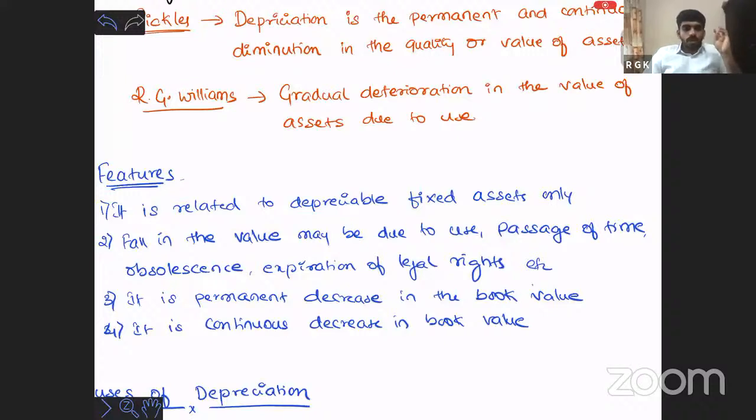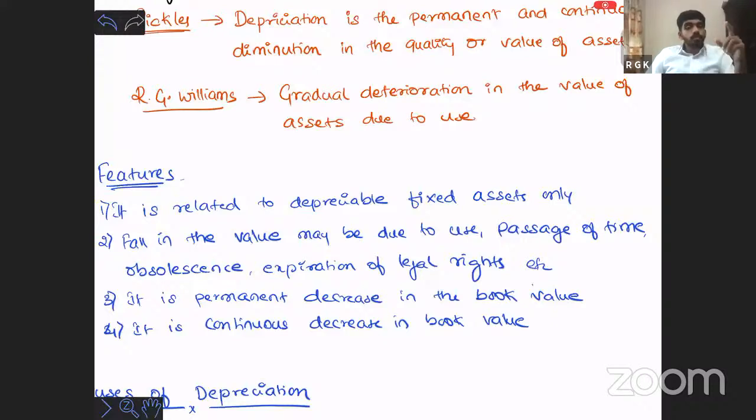Depreciation is related to depreciable fixed assets only. So what do I mean by depreciable fixed asset? Depreciation cannot be charged on every fixed asset. That is why later on, when you study at a higher level or come to practical life, you will understand that land will not be depreciated. Land will not be depreciated.